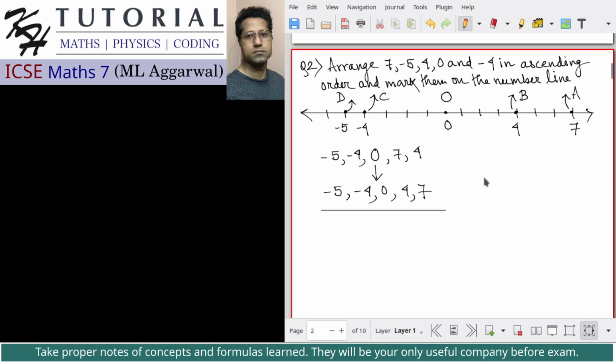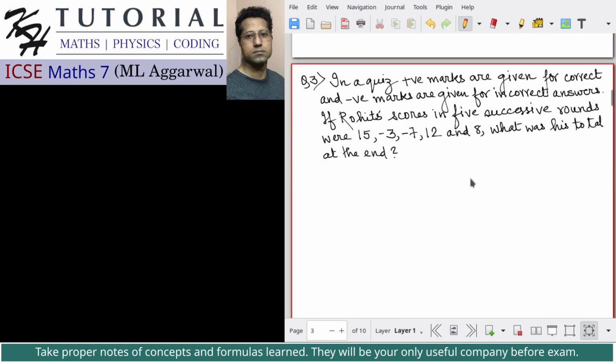Okay, let's do the next problem. Question 3. In a quiz, positive marks are given for correct and negative marks are given for incorrect answers. If Rohit's scores in 5 successive rounds were 15, -3, -7, -12 and 8, what was his total at the end? So the problem says that positive marks are given for correct and negative marks are given for incorrect answers.